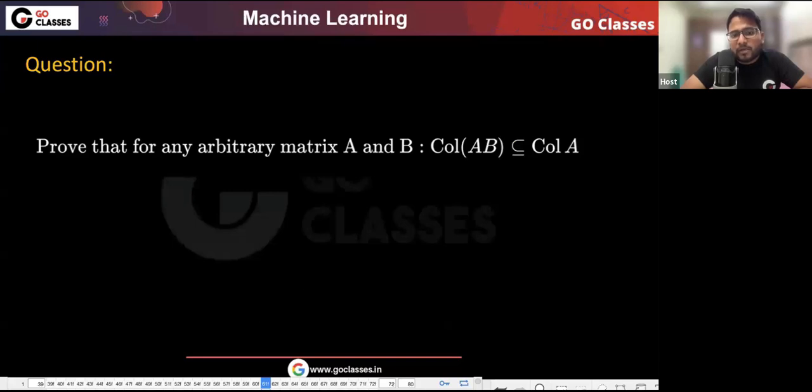Now let's talk more about the properties of A transpose A, because this A transpose A is coming too many times, right? For that, let's first solve one or two linear algebra related questions, and then we will talk about A transpose A. They're saying prove that for any arbitrary matrices A and B, the column space of AB is a subset of the column space of A. That's, I think, easy to prove. Suppose X is in the column space of AB. Then we want to prove that X is also in the column space of A.